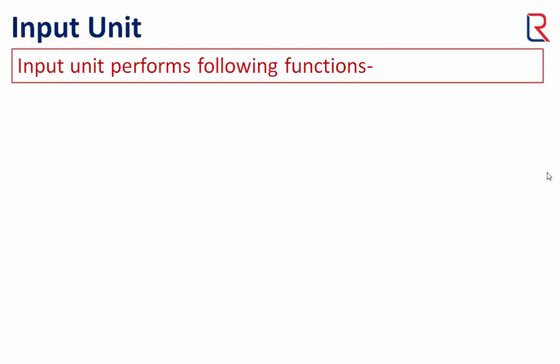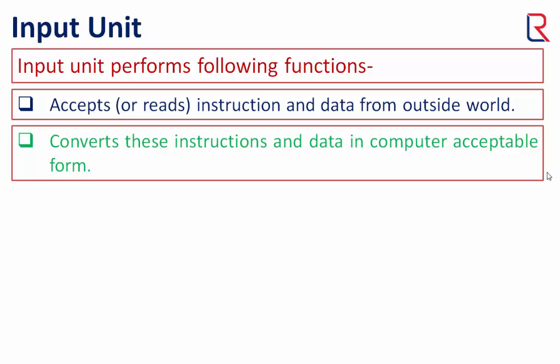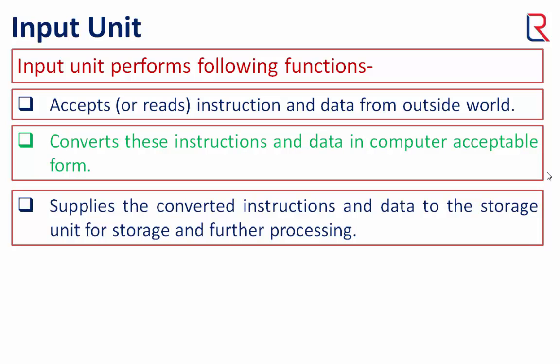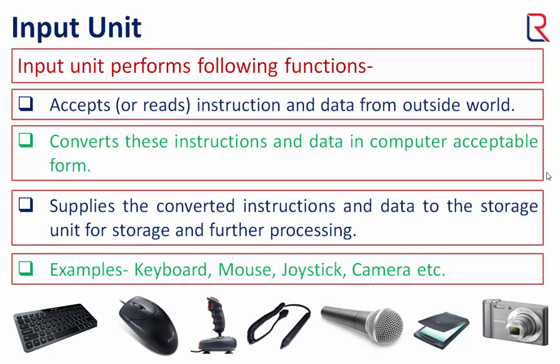Input unit performs the following functions: accepts instructions and data from the outside world, converts these instructions and data into computer acceptable form, and supplies the converted instructions and data to the storage unit for storage and further processing. Examples are keyboard, mouse, joystick, camera, etc. There may be different types of input like text, image, audio, video. So we have different devices to input these types of data.